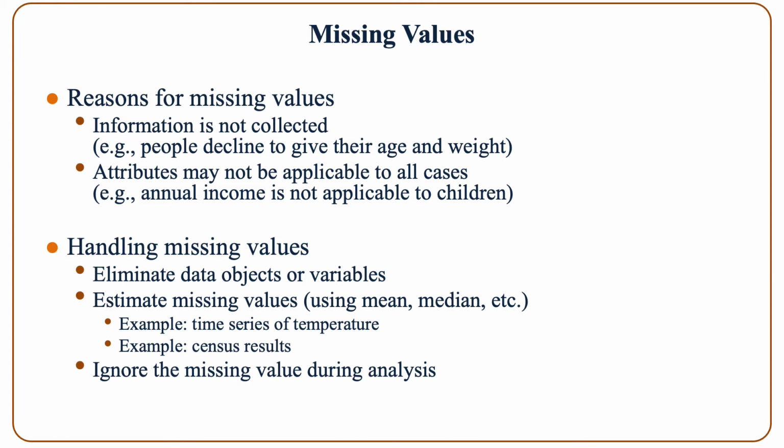Next, we talk about missing values. Why do we have missing values? In many cases, it is because information is not collected. As an example, when filling forms, people decline to give their age and weight. In some other cases, attributes may not be applicable to all cases. For example, annual income is not applicable to children.